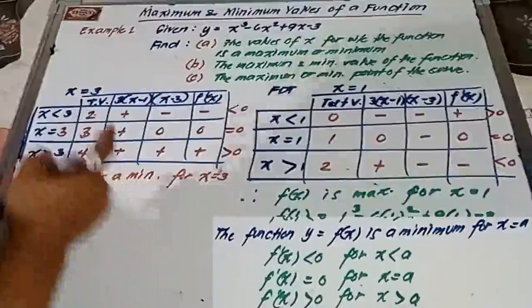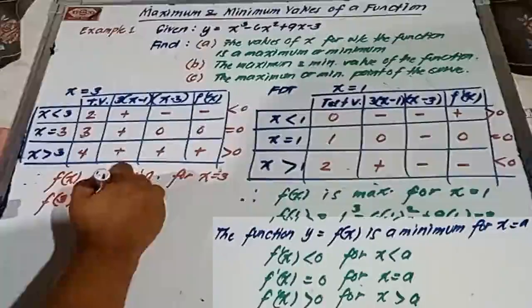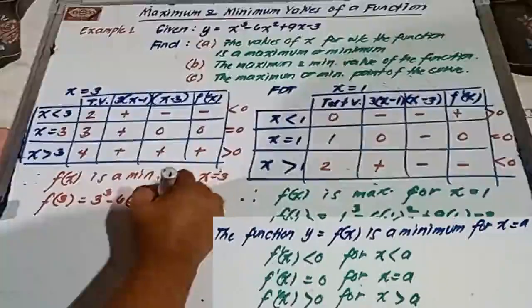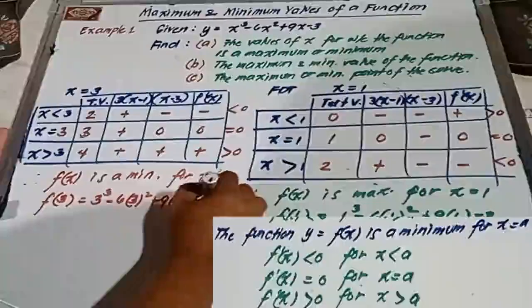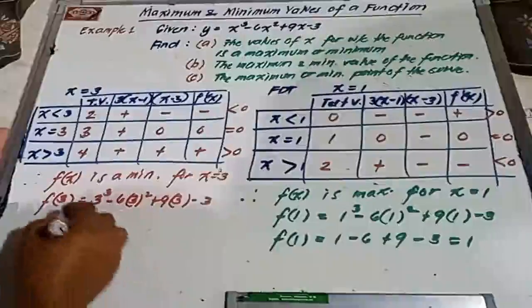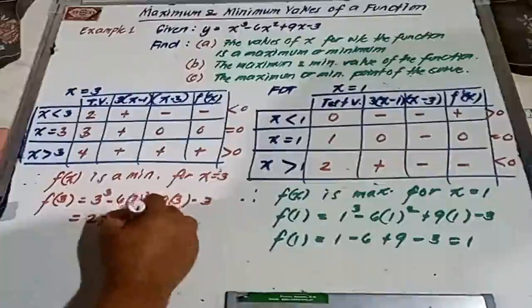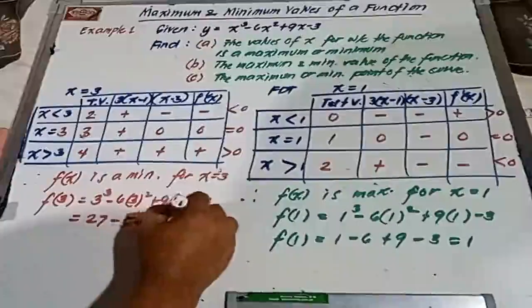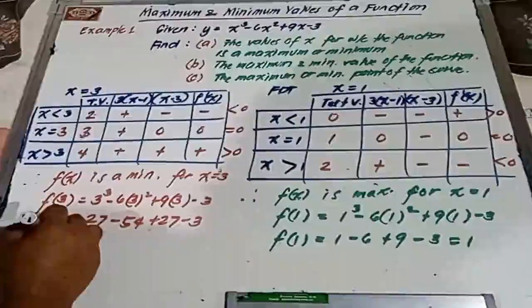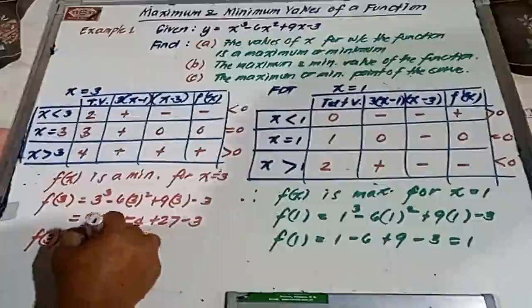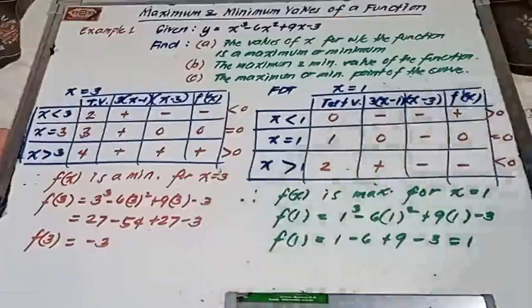That is, substitute natin this a function. We have 3 cubed minus 6 times 3 squared plus 9 times 3 minus 3. So we have 27 minus 54 plus 27 minus 3. We have f of 3 equal to negative 3. Now, summary natin ang ating mga nakuhang values.